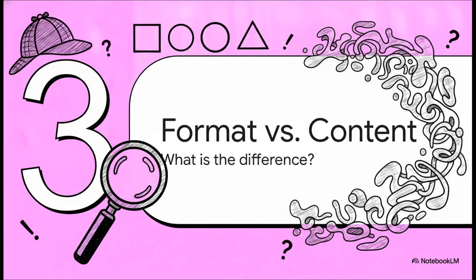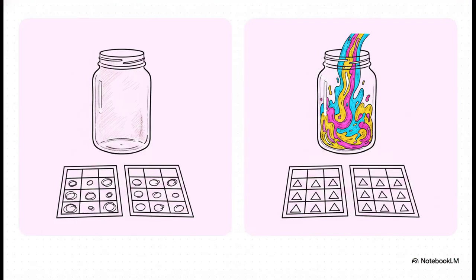Section 3. Format versus content. What is the difference? Here is the absolutely crucial distinction you need to remember. Format is strictly about the arrangement and appearance. Think of it like an empty jar. Content, on the other hand, is the actual meaning, the data, the colorful liquid you pour into that jar. You can pour the exact same liquid into a tall glass or a wide bowl. The content remains exactly the same, but the format changes entirely.